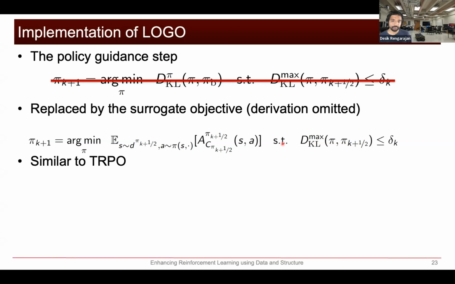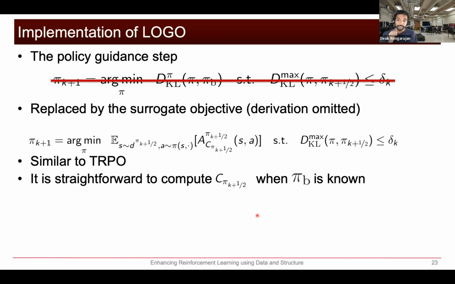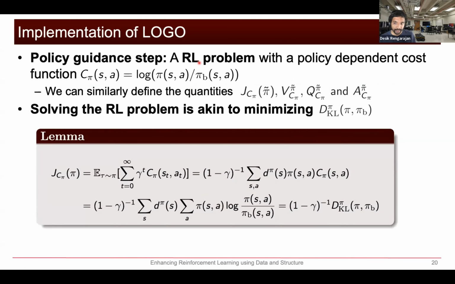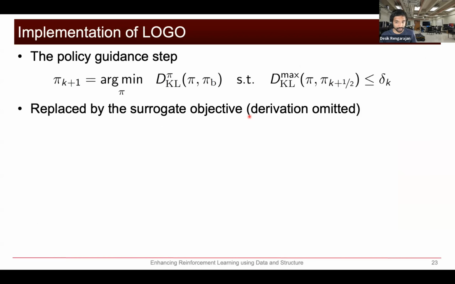So if you notice, what we have essentially done is modify the policy guidance step to be another step of TRPO, but with a different reward function, where the reward function is this policy-dependent reward function or cost function. So again, there's another challenge here. The challenge being this cost function that we defined here again has the policy pi_b coming in, which means that we still require the knowledge of policy pi_b. So how do we eliminate this?